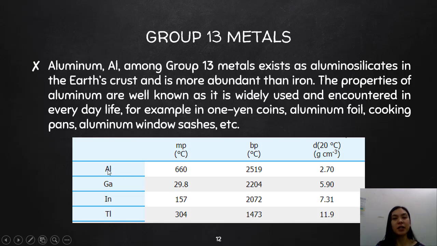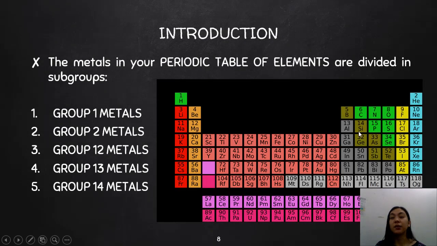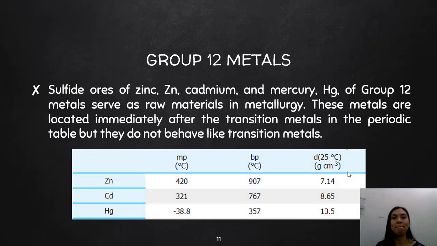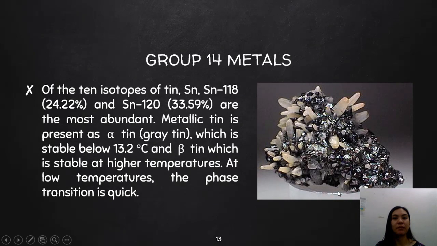So, you will have here group 13 metals starting from your aluminum, followed by your gallium, indium, and tellurium. Let's take a look at where it is located in your periodic table. So, let's go back. So, there are aluminum, gallium, indium, and tellurium. They are your group 13 metals. So, balikan natin. So these are some of their properties. You have the melting point, boiling point, and of course the density.